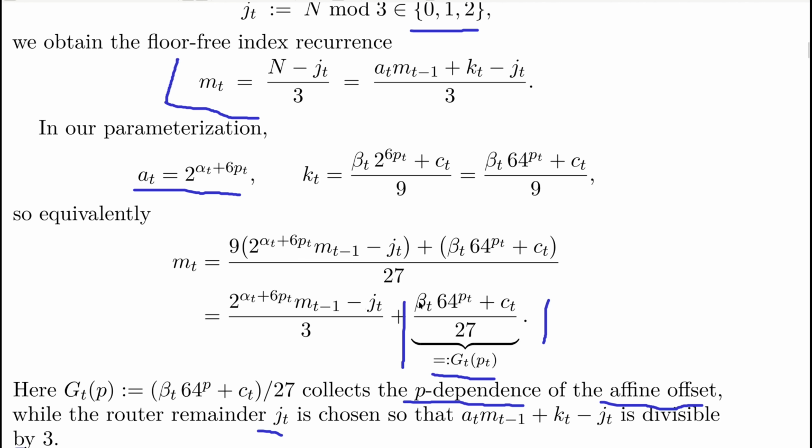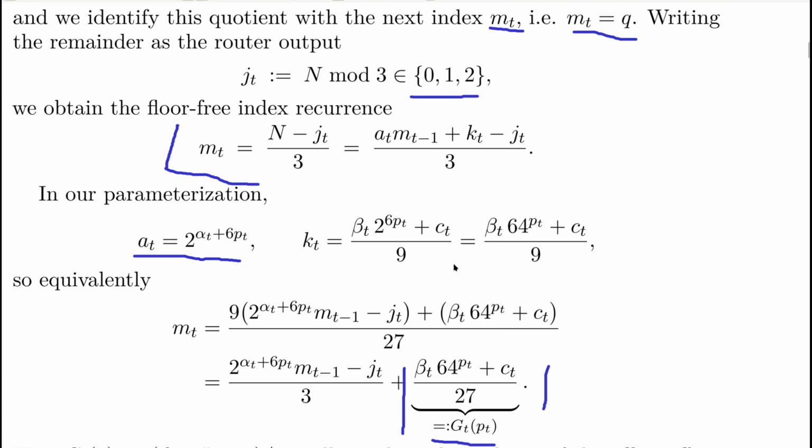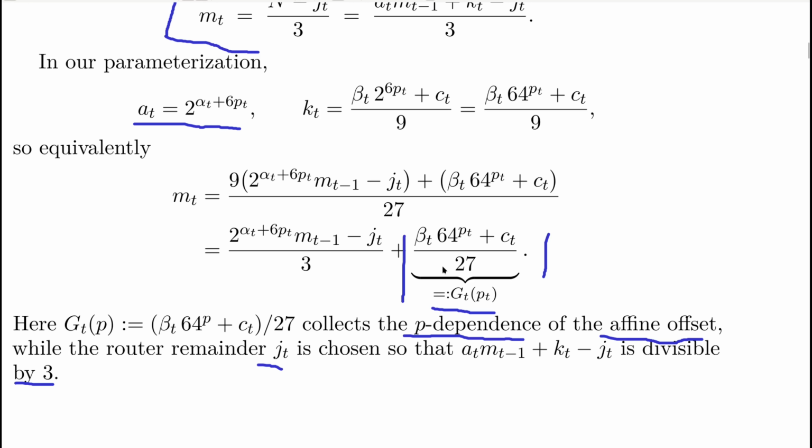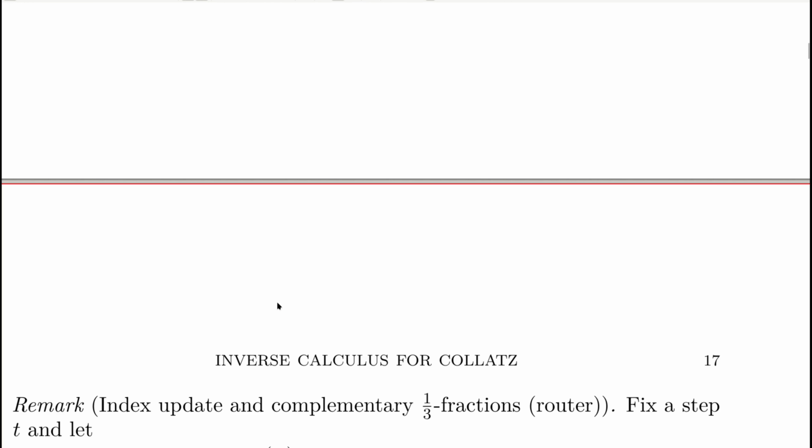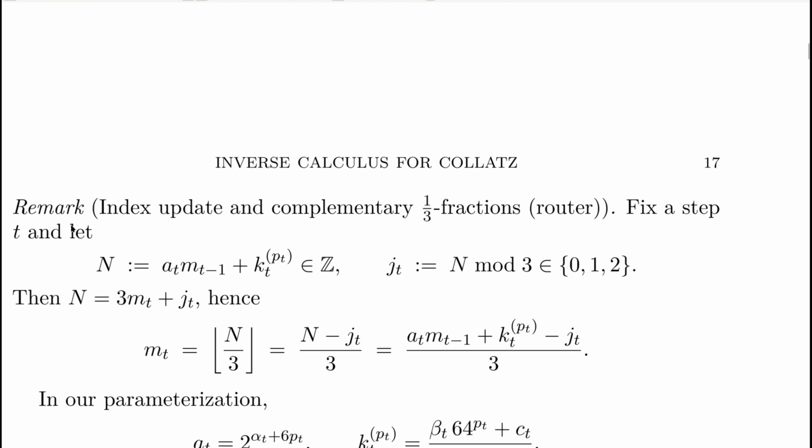So writing mt in this form is very cumbersome, but we'll see cheaper ways to get at mt and jt later on. Here's another remark: index update and complementary 1/3 fractions of the router. Let's look at it.